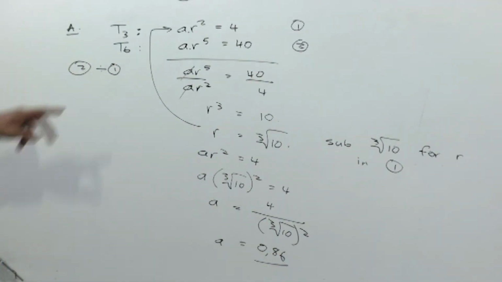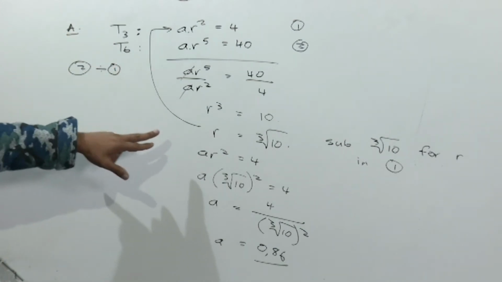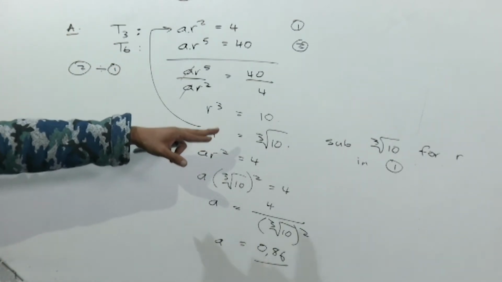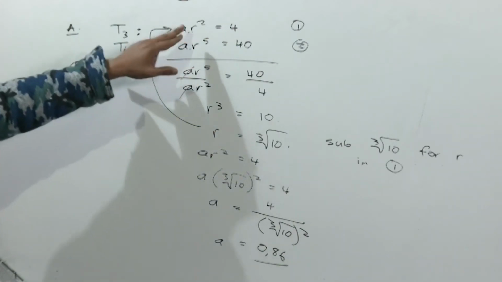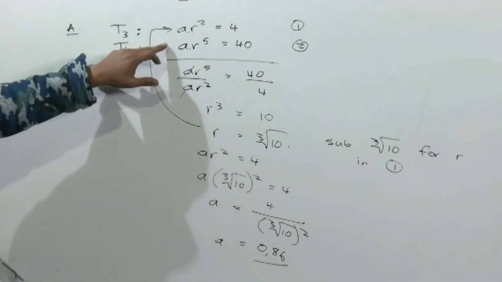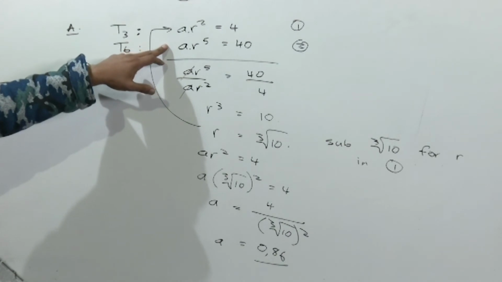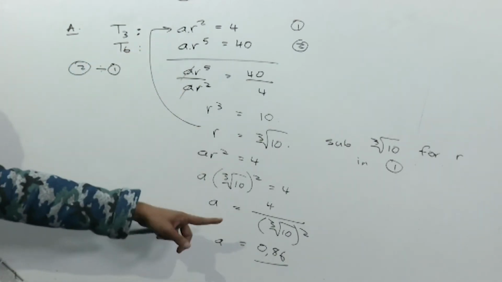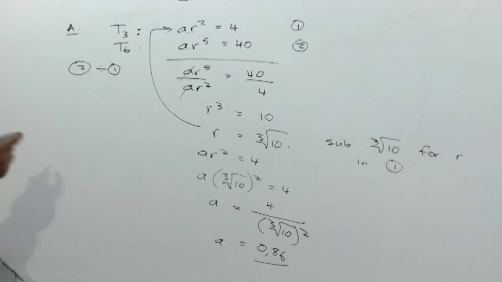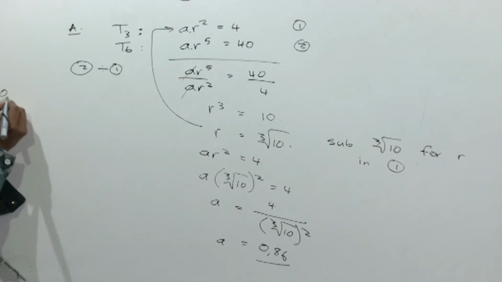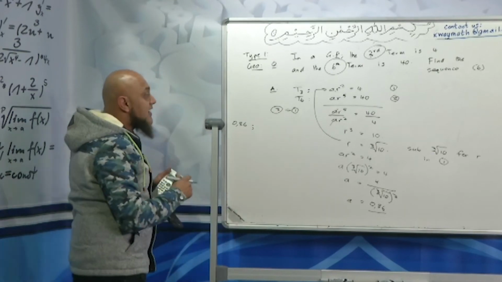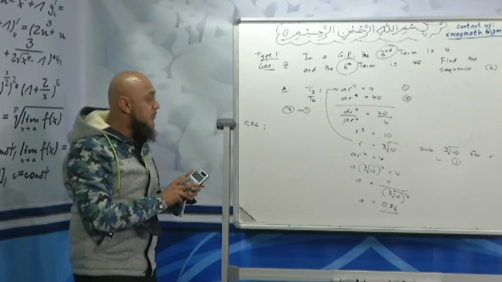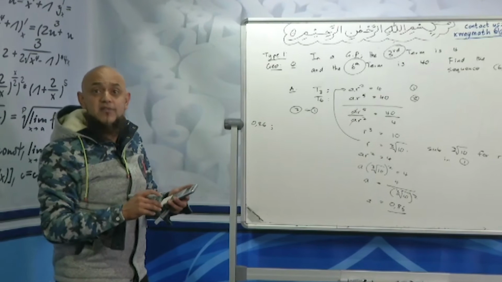So there we go. We worked it out simultaneously. We got R is equal to the cube root of 10. We substituted the cube root of 10 for every R in equation number 1. You could have put it in equation number 1, or you could have put it into equation number 2. We now get A is equal to 0,86. So now if our first term is 0,86 and it's geometric, so times the cube root of 10. So we've got 0,86 times the cube root of 10.